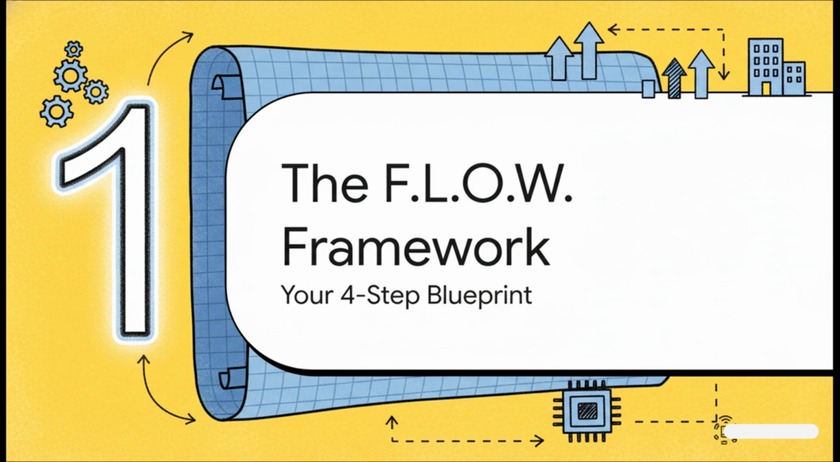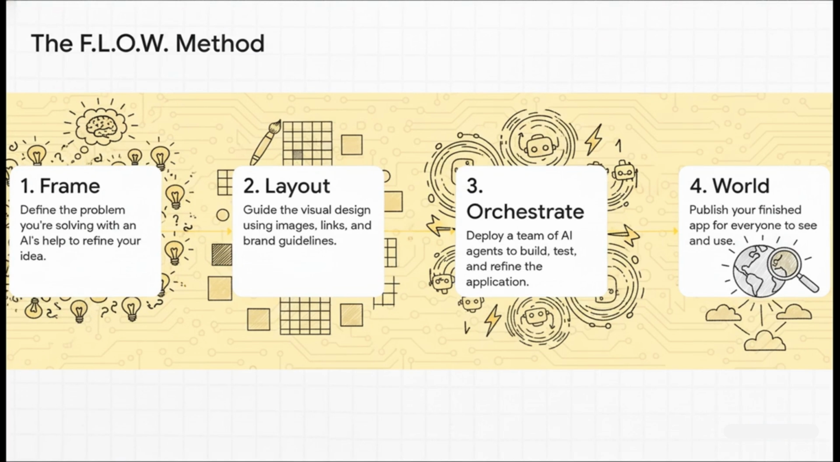Okay, so that sounds great, but how does it actually work? How do you go from a simple idea to a finished app? It's all built around this really simple four-step process they call the FLOW framework. This is basically your blueprint. It all starts with frame. This is where you and the AI work together to really nail down the problem you're trying to solve. Then you move to layout. Here, you're the creative director feeding it images, your brand colors, and the general vibe you're going for. Then comes orchestrate, and this is where the real magic happens. AI agents literally build the app for you. And finally, world, where you push a button and publish your creation for everyone to see. It's the whole journey, from that first spark of an idea to a live app.